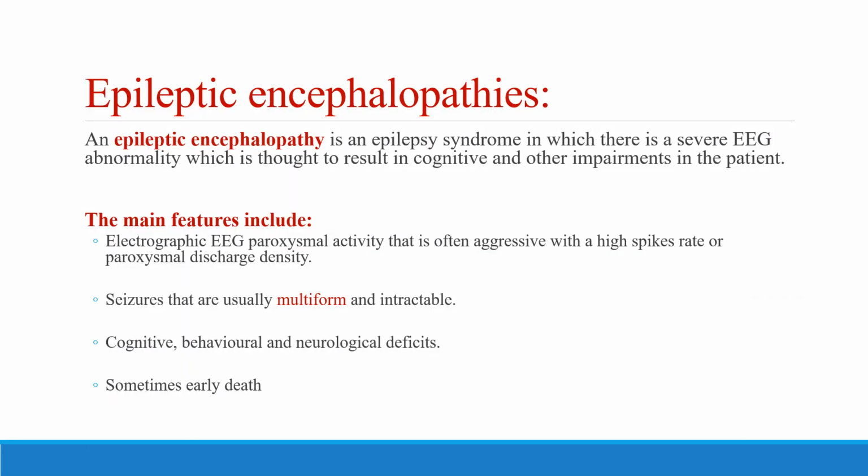We mentioned earlier epileptic encephalopathies, and by epileptic encephalopathy we mean an epilepsy syndrome in which there is a severe EEG abnormality, which is thought to result in cognitive and other impairment in the patient. The main features include electrophysiologic or EEG paroxysmal activity that's often aggressive with high spike rate or paroxysmal discharge density, seizures that are usually multiform and intractable, cognitive, behavioral and neurological deficits, and sometimes early death. Examples of epileptic encephalopathy commonly encountered in pediatrics: West syndrome, Dravet syndrome, and Lennox-Gastaut.